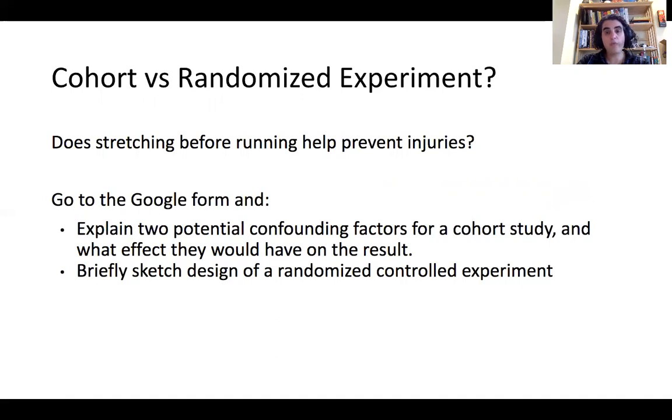So before we move on, I'd like you to go to the Google form and, thinking about this question in general, maybe from a cohort study, I'd like you to describe two potential confounding factors that might come up if you were studying this. And like we did for the organics and allergies, what effect those confounders would have on the result. And briefly, sketch what the design would be of a randomized controlled experiment to address this question.